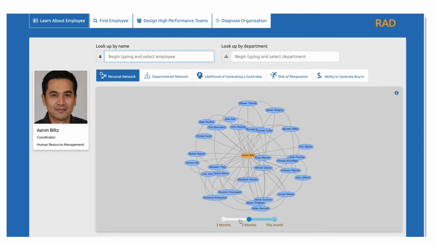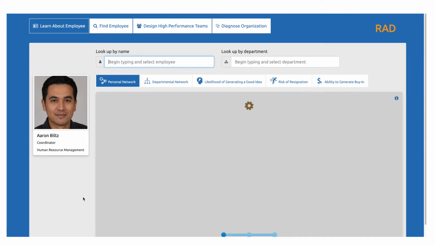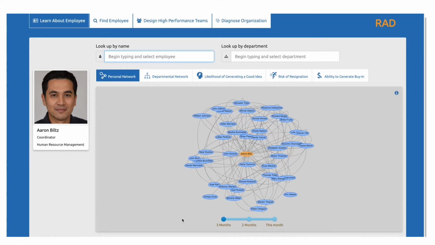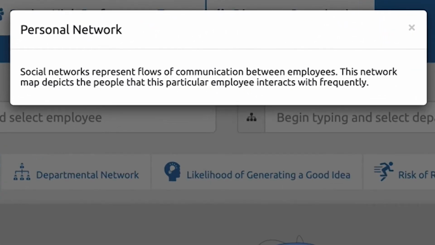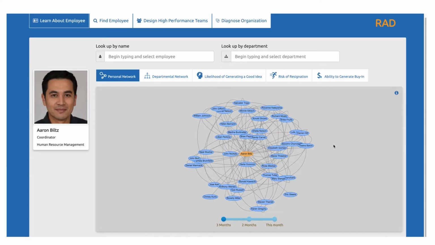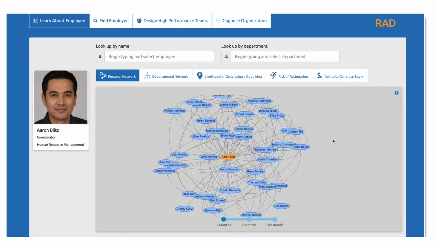In personal networks, we see how this network has changed in the past 3 months by moving the slider bar at the bottom of the page. First, let's click on the eye icon at the top right corner of the screen. This information icon is often referred to as a tooltip. Here, it defines personal network as the social networks that represent the flow of communication between employees. This network map depicts the people that this particular employee interacts with frequently.